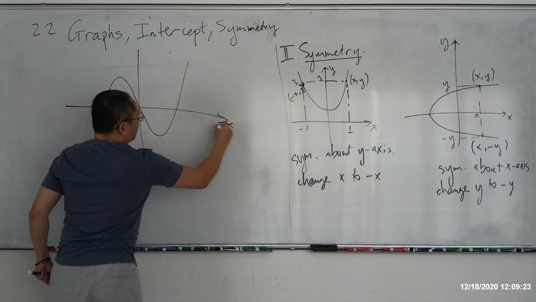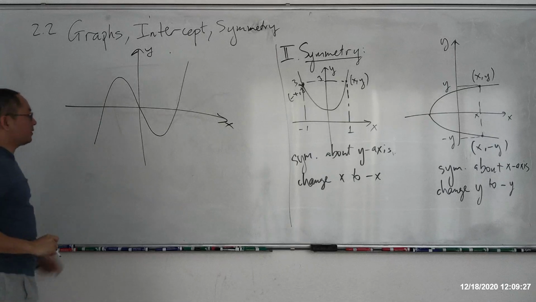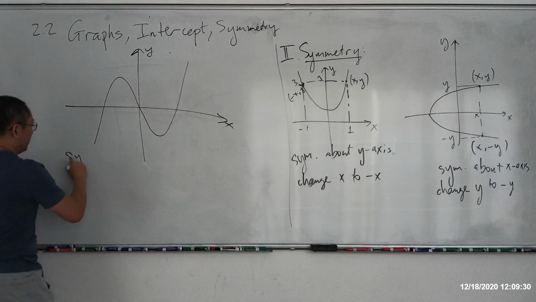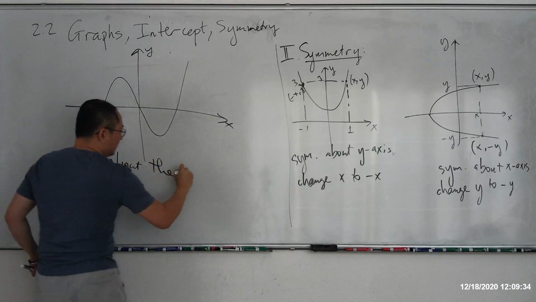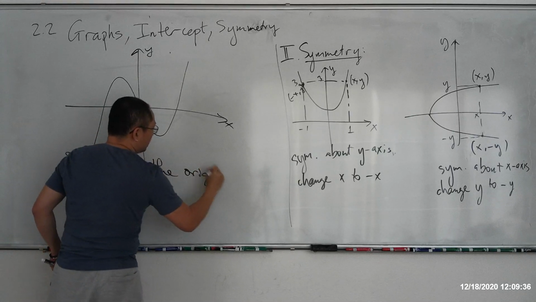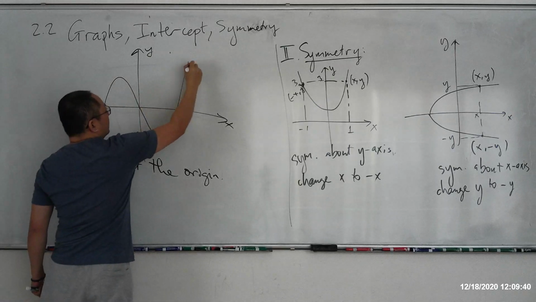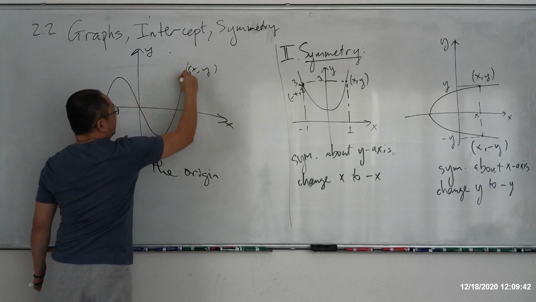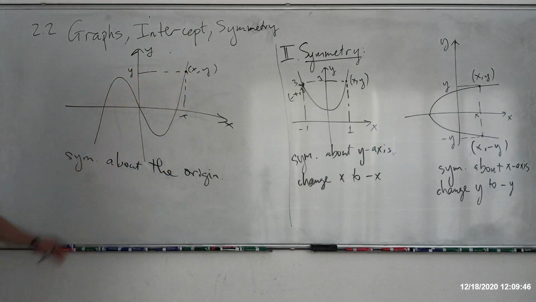This is my x-axis, and this is my y-axis. Here we talk about symmetry about the origin. So what are we talking about here? You have a point on the graph, x comma y, this is x, and this is y, and we say that this graph is symmetrical about the origin.